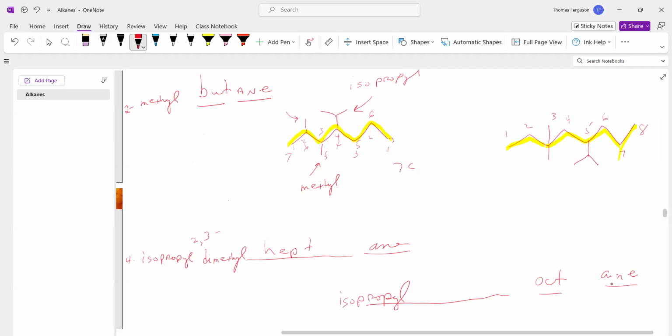How many methyl groups are there? Di. Dimethyl. And the methyl groups are on carbon number 3. So 5-isopropyl-3,3-dimethyloctane. How's that for a mouthful?